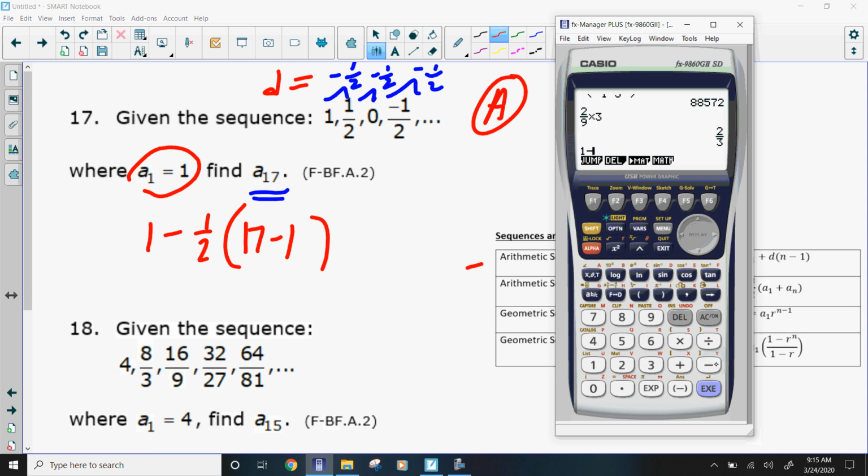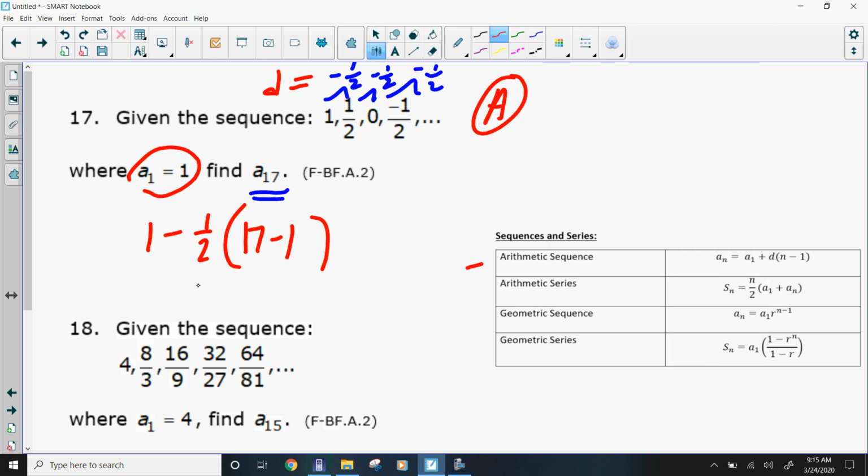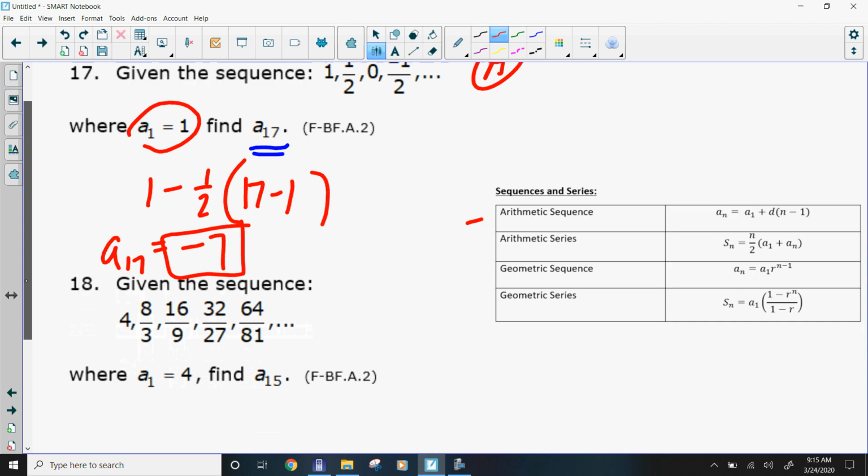We got 1 minus 1 half, and then parentheses, 17 minus 1. So the answer is negative 7. The 17th number in the list is negative 7. Now, what is it that I'm looking for? I'm just looking for this. You don't have to put the a sub 17 at the bottom.